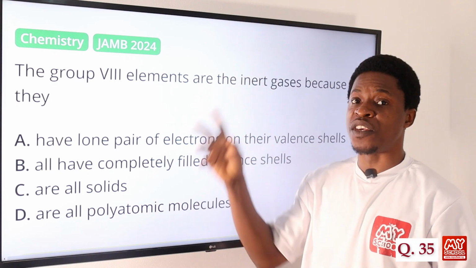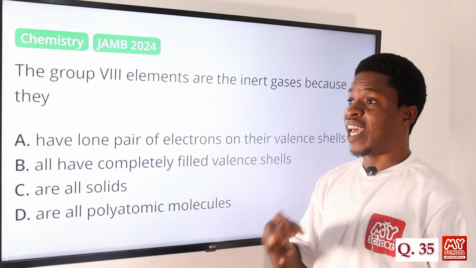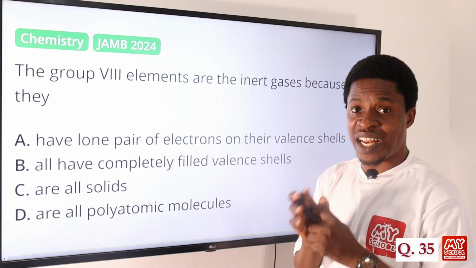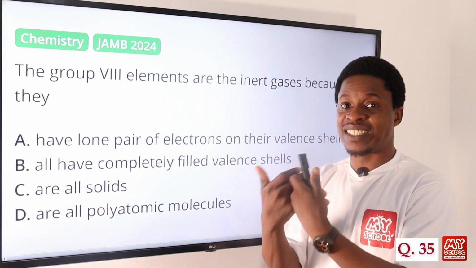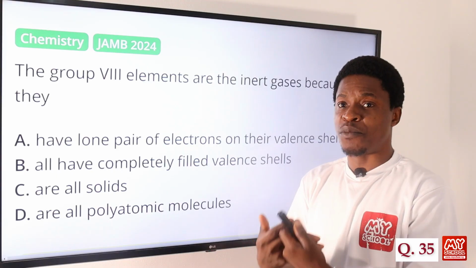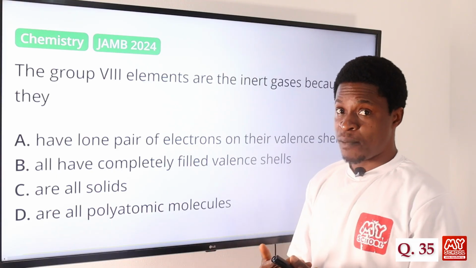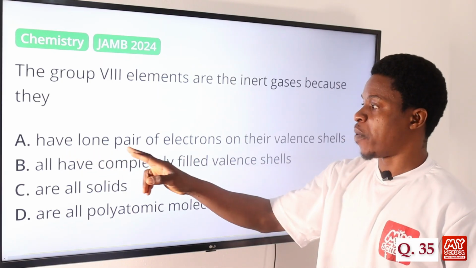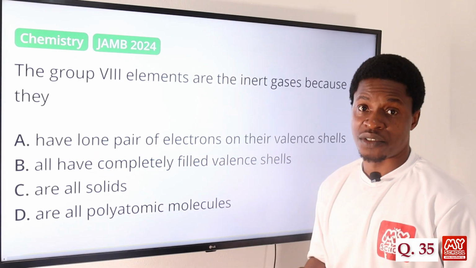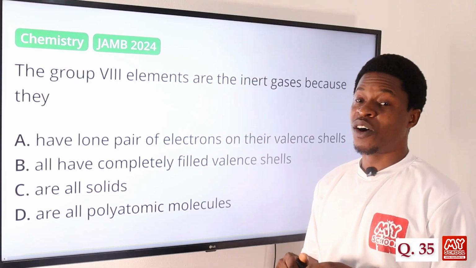So they have completely filled electrons in the outermost shell. So their valence shell is completely filled. They are not looking for electrons, that's why we call them inert gases. They are unreactive. In most cases, they don't undergo chemical reaction. So option A says have lone pair of electrons on their valence shells. No, they don't have lone pairs because all the electrons are filled.